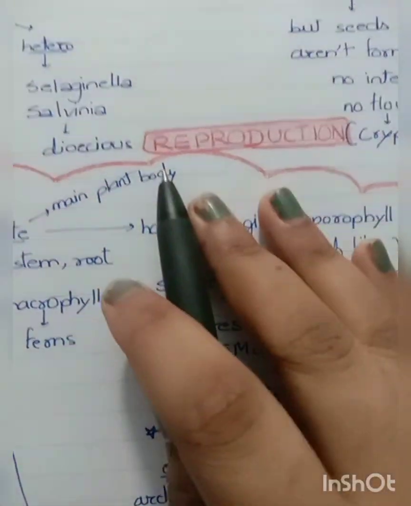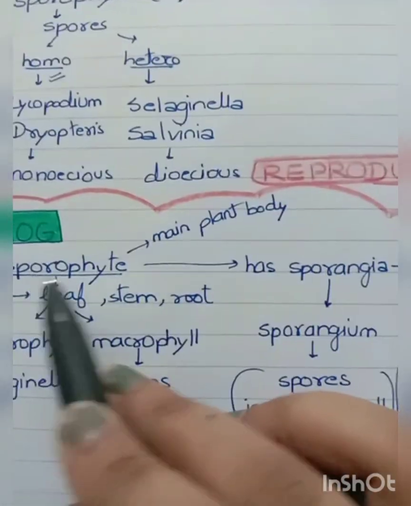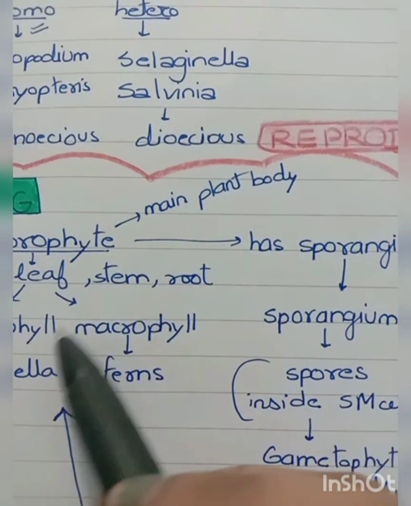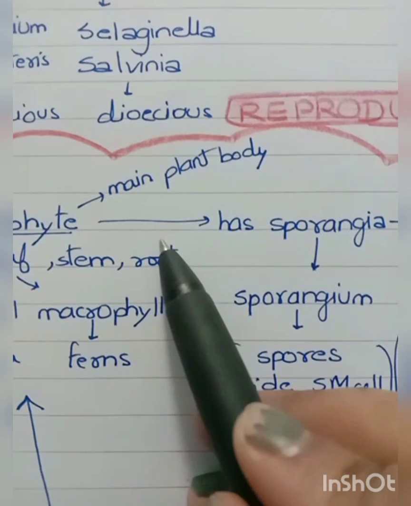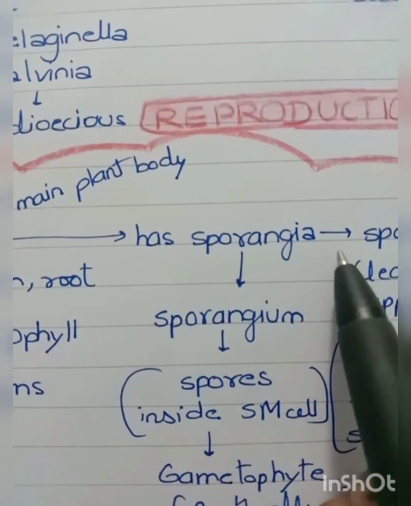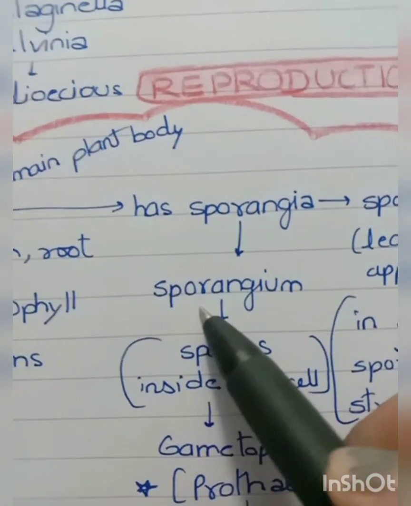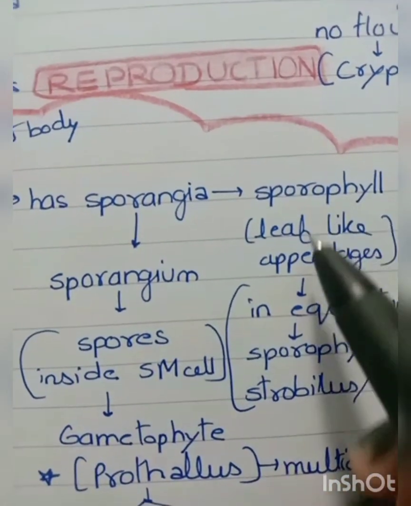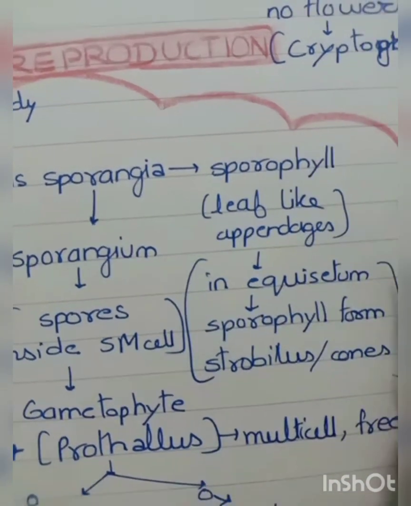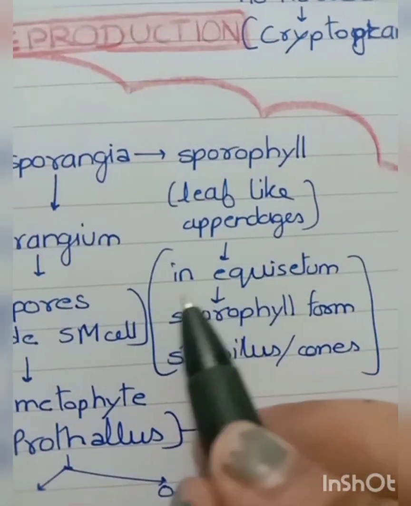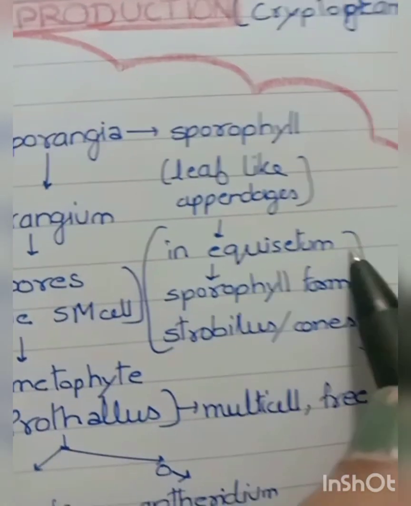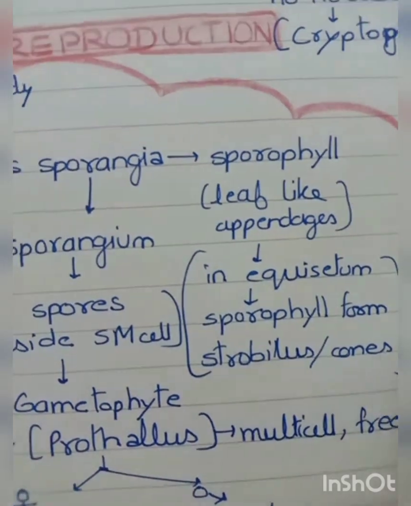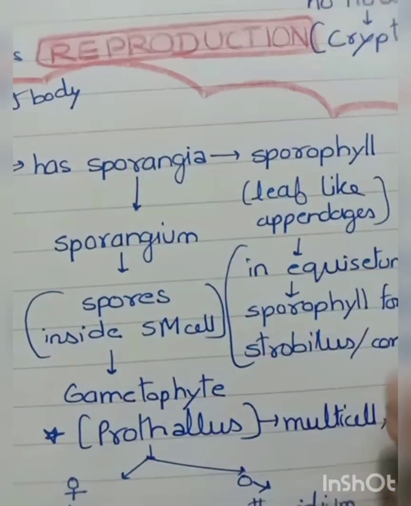Okay. Now, the sporophyte, the main plant body, after its vegetative stage, when the reproductive stage comes, it bears sporangia, or in singular form we can call it sporangium. The sporangia bear sporophylls, that are just leaf-like appendages. You should remember that equisetum is an example of pteridophyte. Okay, the sporophylls form strobilus, that is cone-like structures. Okay, it just gets a compact form.